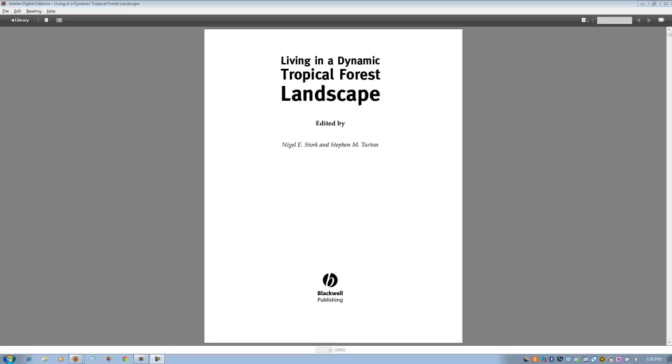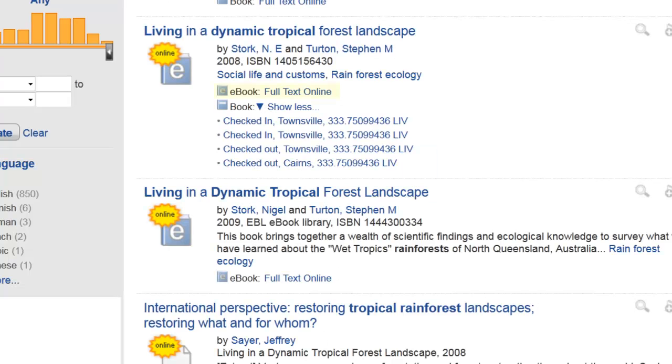I'm looking at an ebook today. An academic ebook is exactly the same as the print book. So although we've chosen to look at this book in its e-format, we could have easily gone to the library shelves and taken down the print book. It would be exactly the same thing.